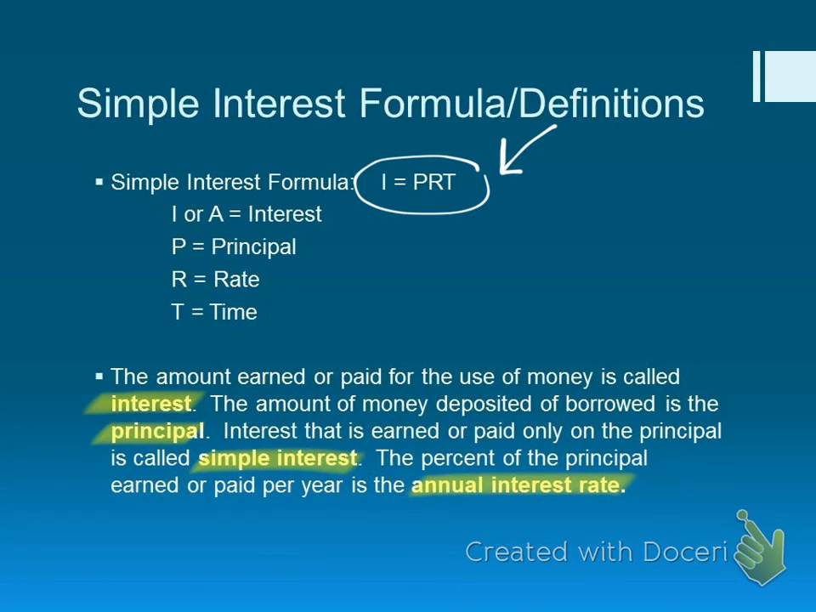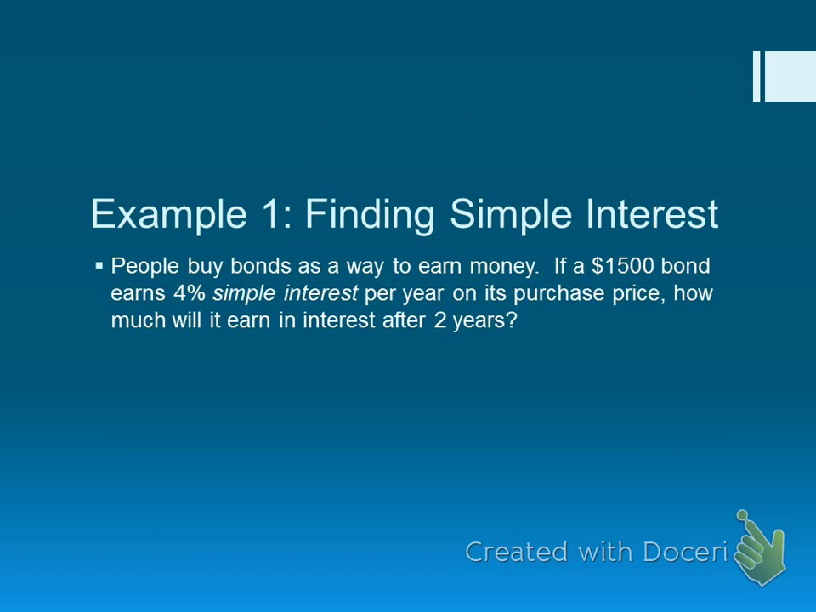All right, so let's see what this looks like in a problem format. It says people buy bonds as a way to earn money. If a $1,500 bond earns 4% simple interest per year in its purchase price, how much will it earn in interest after 2 years? Now, the problem is going to tell you what kind of interest it is. If it's simple interest, we're going to use our formula I equals PRT. All right, so go ahead and write that in your notes.